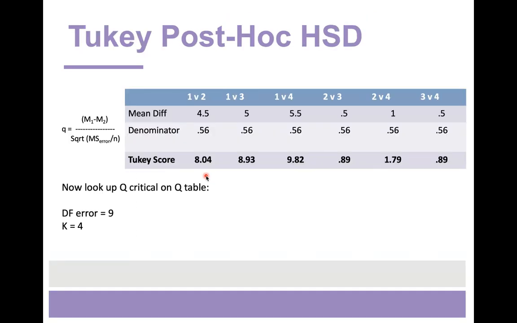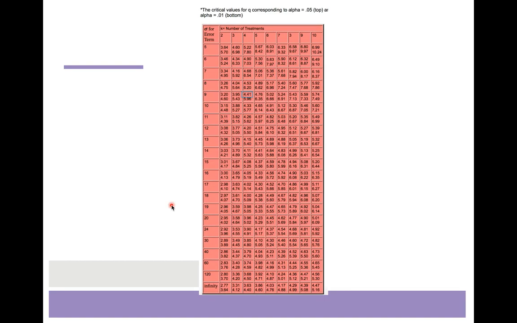Now we need a critical Q value. We are going to use degrees of freedom error and K to look up our critical Q value on the Q table. Your Q table is posted on iCollege as well. We have number of treatments, K, across the top, that's 4. We have degrees of freedom for the error term along the left-hand side, that was 9. The top value corresponds to 0.05, the bottom value to 0.01 in each box. So we need the top one because alpha was 0.05 in this example. 4.41.